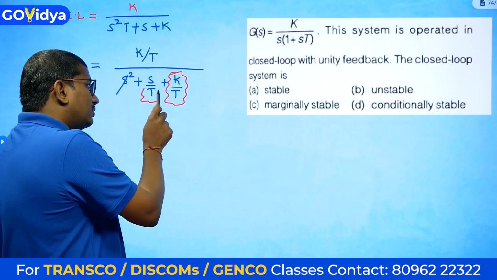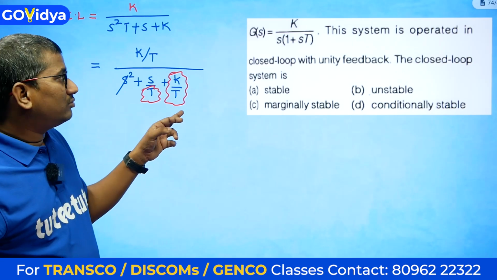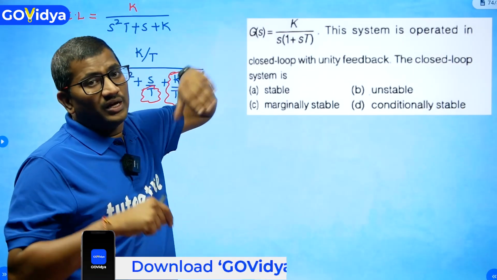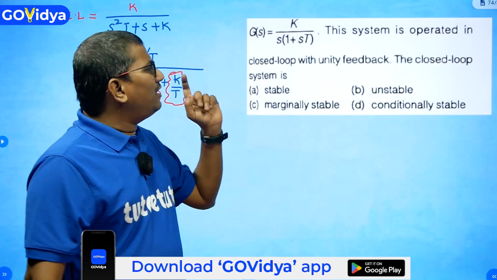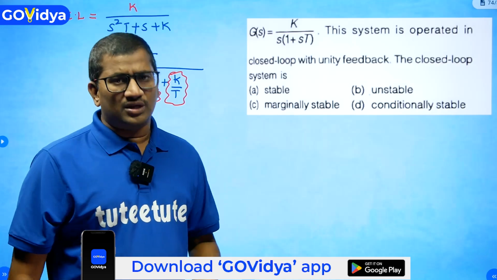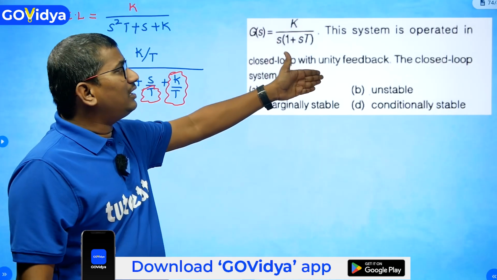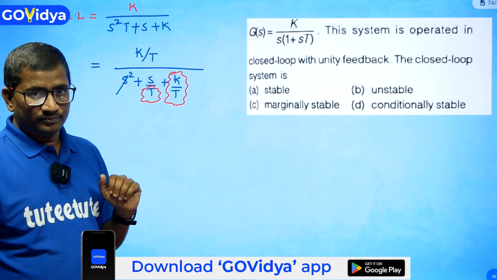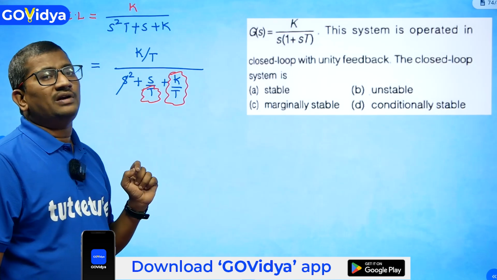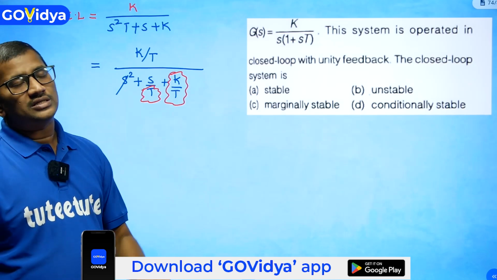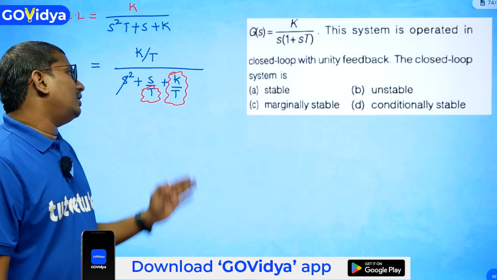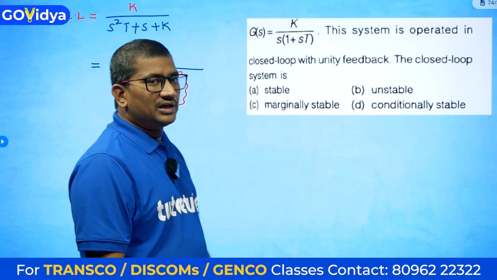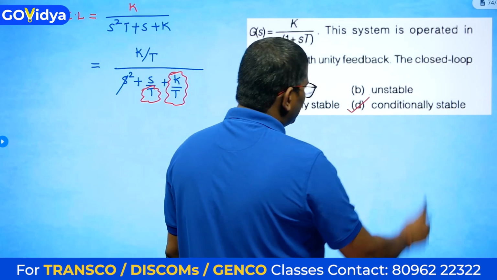They haven't mentioned anything about the k and t values. If they had mentioned that k and t are positive real numbers, for example, then this is positive, this is positive, this is positive, this is positive, so what will happen? No sign change. Straight away we can say the system is stable. But here it is obviously depending upon the values of k and t. So from this we can say the system is conditionally stable.